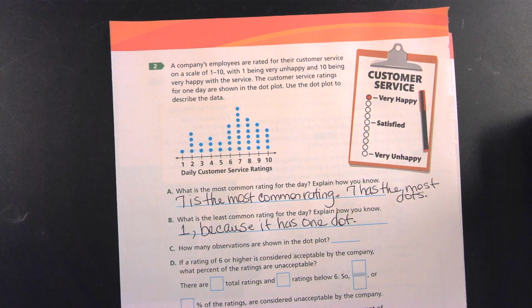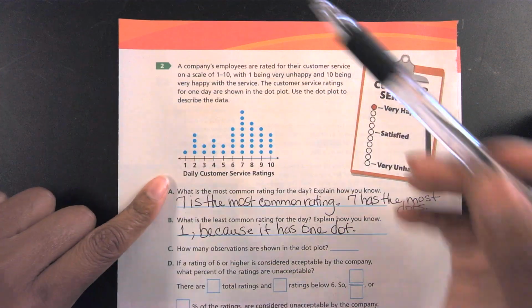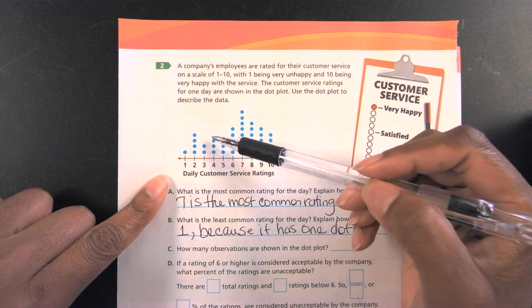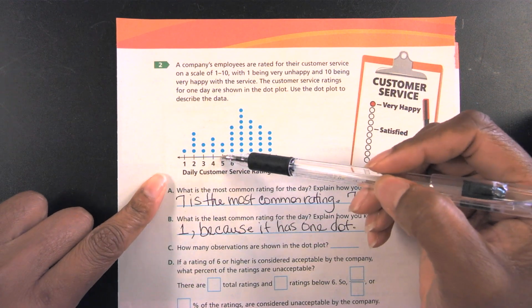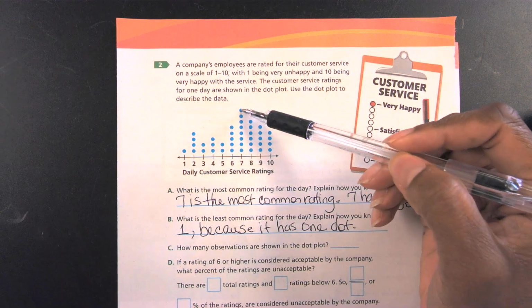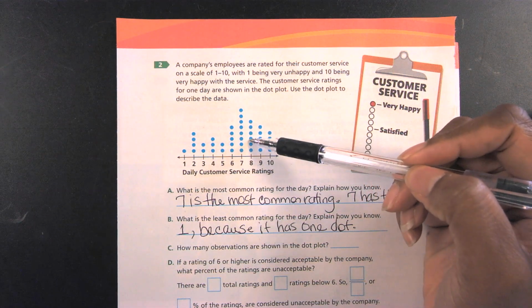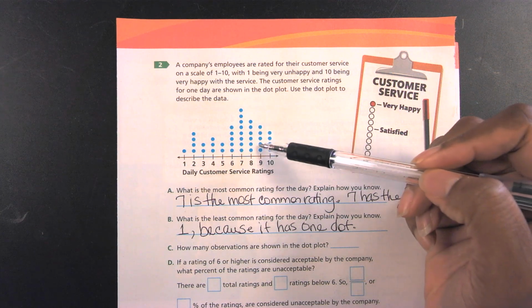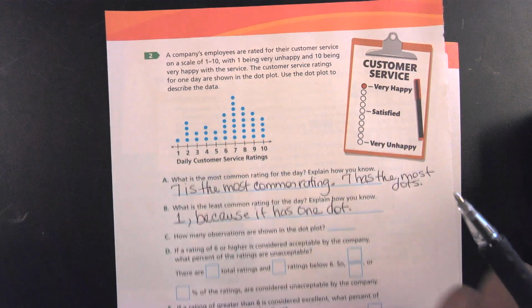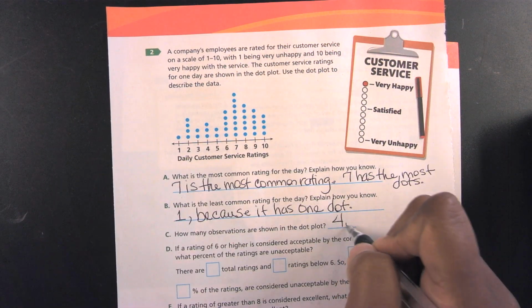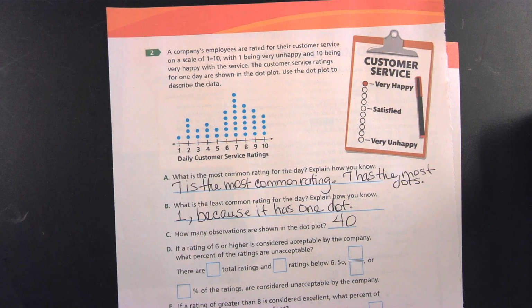Now they want to know how many observations are shown in this dot plot. Well, the number of observations is the number of dots. And so if I was to count these dots, I have 1, 2, 3, 4, 5, 6, 7, 8, 9, 10, 11, 12, 13, 14, 15, 16, 17, 18, 19, 20, 21, 22, 23, 24, 25, 26, 27, 28, 29, 30, 31, 32, 33, 34, 35, 36, 37, 38, 39, 40. There is a total of 40 observations, and it's 40 observations because there are 40 dots.